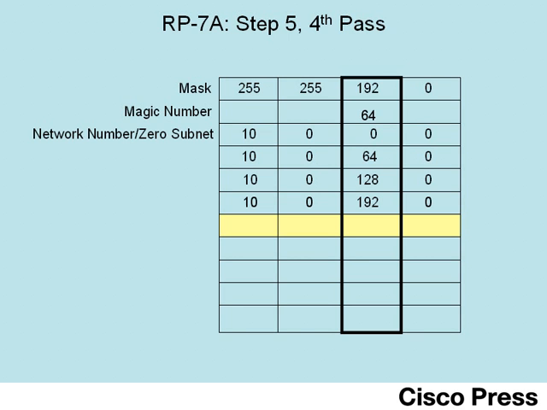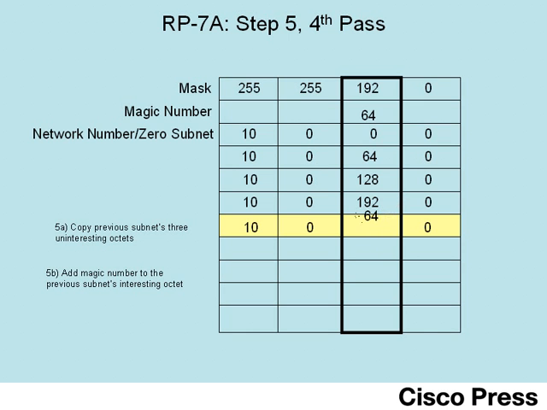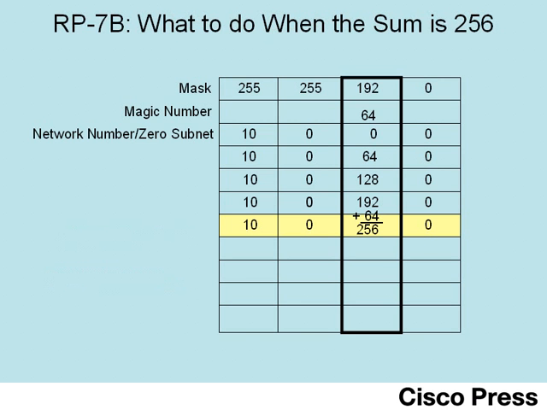Taking yet another pass through this process, at step 5a we copy the 3 boring octets down to the next line, then we add the magic number at step 5b to the previous subnet number's value of 192, giving us a total of 256. Of course, 256 is not a valid value in an IP address or subnet number, so that's our reminder to do something different at this point in the process.